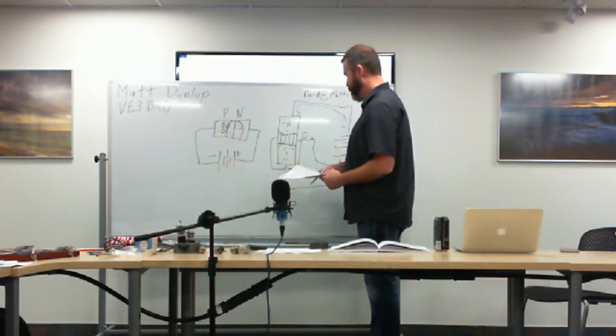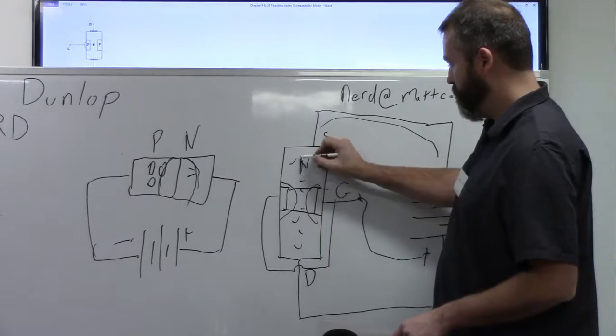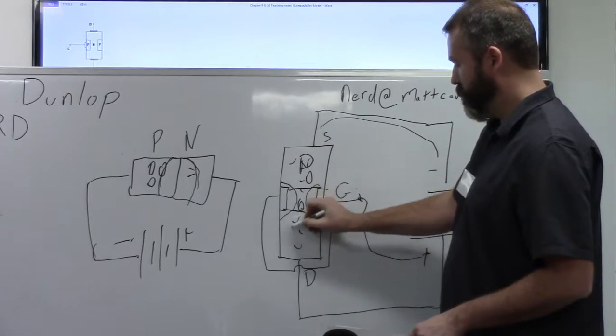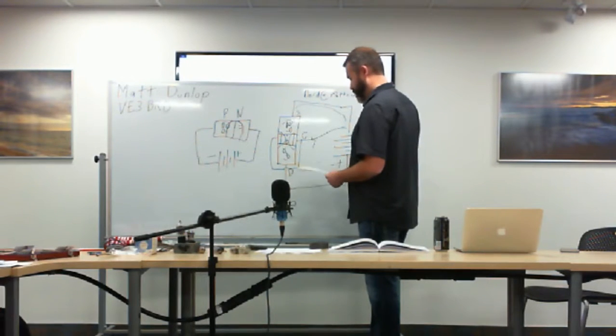With an N type, we would again, it's positive for a P type. These would be all holes. We would hook this up to the negative to reverse bias it.